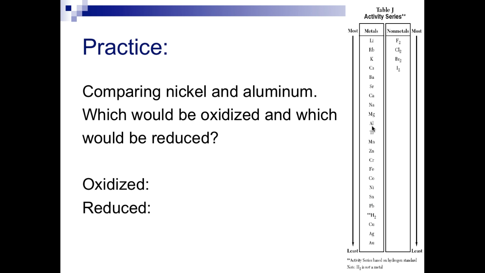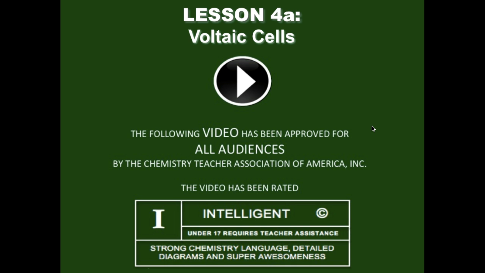So let's look at a practice. Comparing nickel to aluminum, which would be oxidized and which would be reduced? The first thing you would want to look at is where they are. Oxidized would be aluminum because it's higher up on the chart. And then nickel would be the one that's reduced because it's lower on the chart.